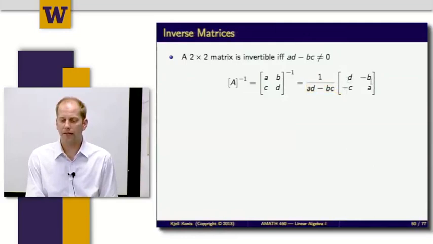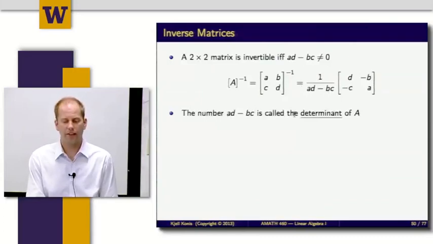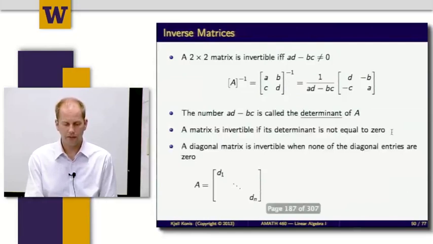Times the matrix D, minus B, minus C, A. So that's going to give me a matrix that when I multiply it either in front of or after A is going to give me the identity matrix. And the number AD minus BC is called the determinant of A. So essentially if this number is not equal to 0, then A is going to be invertible. So a matrix is invertible if its determinant is not equal to 0.